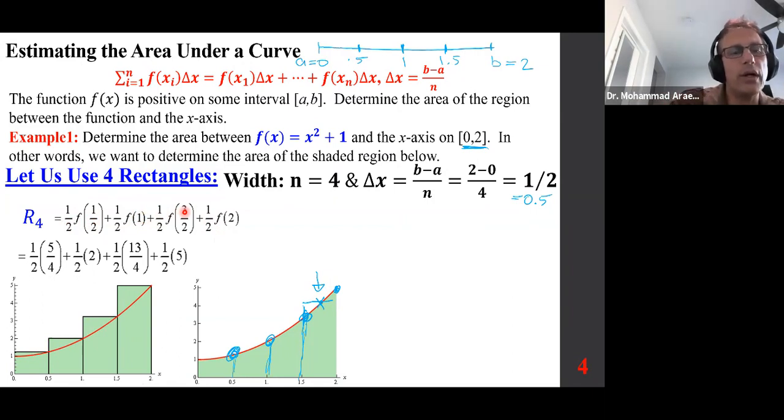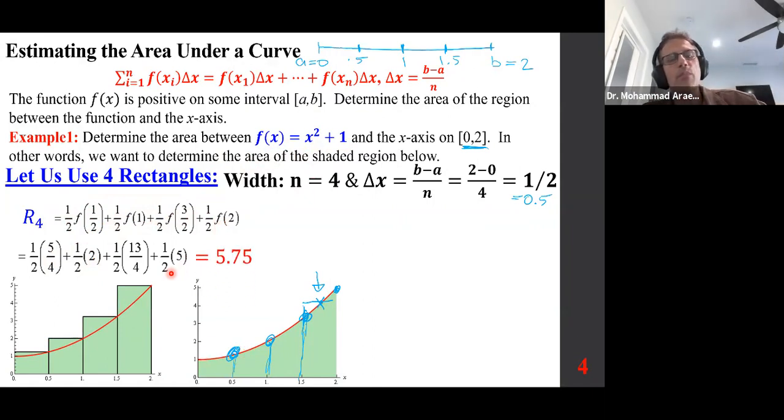Now, what is f of 1/2 as an example? It is 5/4. Why? Just plug in 1/2. It gives you 1/4 plus 1, which is 5/4. F of 1, plug in 1 squared, 1 and 1 is 2, and so on and so forth. Add them up, and the answer is 5.75. We are going to repeat the same thing, this time with the left endpoints.